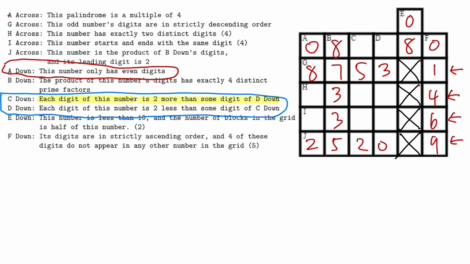Good. But here's the thing. They don't have to be right next to each other. That's the reason they say some digit of D down. So for example, I could have, let's say, 7 here, and then in that case, I must have a 5 here. Then you see 5 is 2 less than 7. So just keep that in mind. Okay, that is still pretty hard.